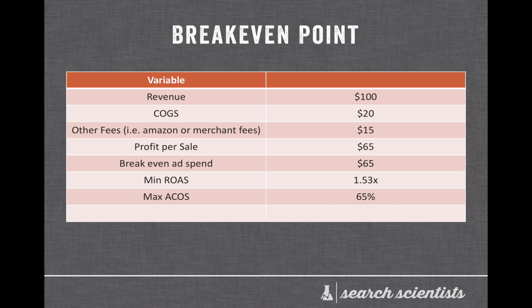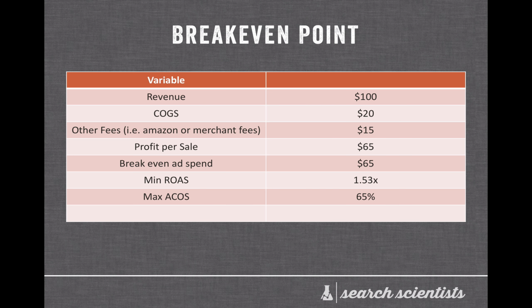Here we go. Let's say you sell something and you generate $100 of revenue. It has cost of goods sold of 20 bucks. You have other fees accounting for $15, which gives you profit per sale of $65, meaning every time you sell this $100 product, you make $65. Now your break-even ad spend is $65. Meaning if you spend $64, you're going to make $1. If you spend $66, you're going to lose $1. 65 is your break even.